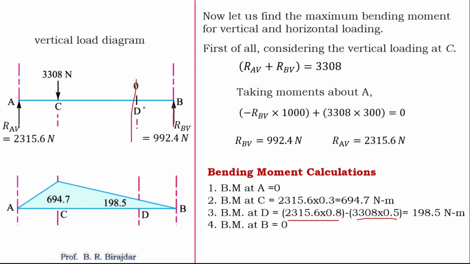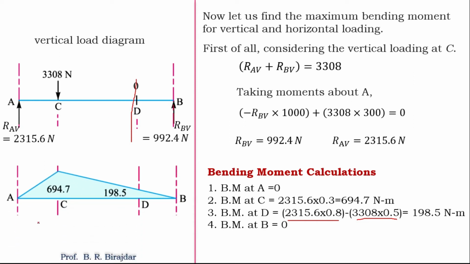So by looking at this, we will try to draw the bending moment diagram. Bending moment at point A is 0, at point C here it is 694.7, and at point D it is 198.5, and at point B it is 0. Now this is the bending moment diagram. Now if you see here, in the vertical loading diagram we had seen, the 694.7 is the maximum bending moment. In the similar way, we will try to find out the horizontal load diagram and the corresponding bending moment diagram.